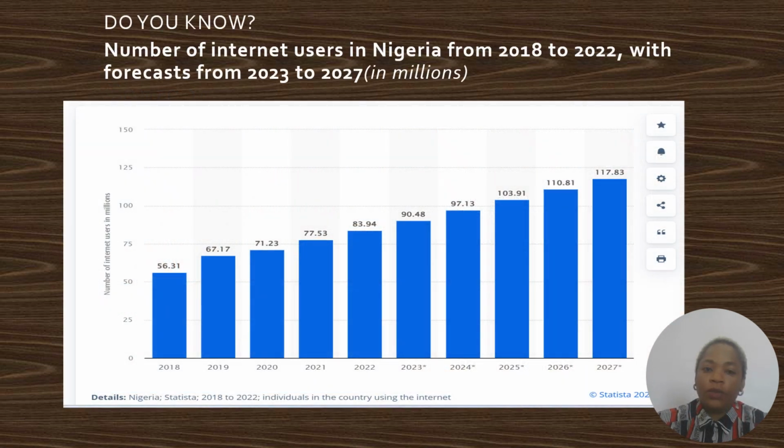This chart was got from statista.com, depicting the high rise of internet users in Nigeria from 2018 to 2022 and a further forecast to 2027.